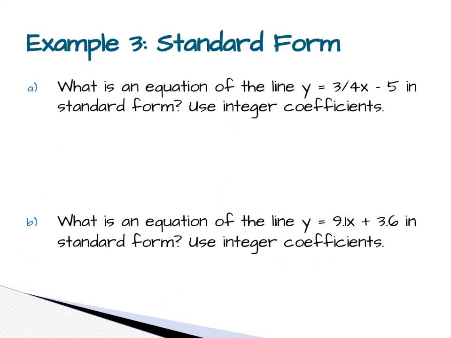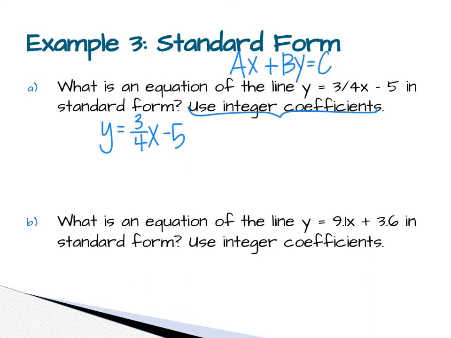Okay, example 3, they want you to write this in standard form. It says use integer coefficients, which means I can't have any fractions. So you're going to take your equation. Now I'm going to write standard form at the top. It's a number times x plus a number times y equals the constant, ax plus by equals c.